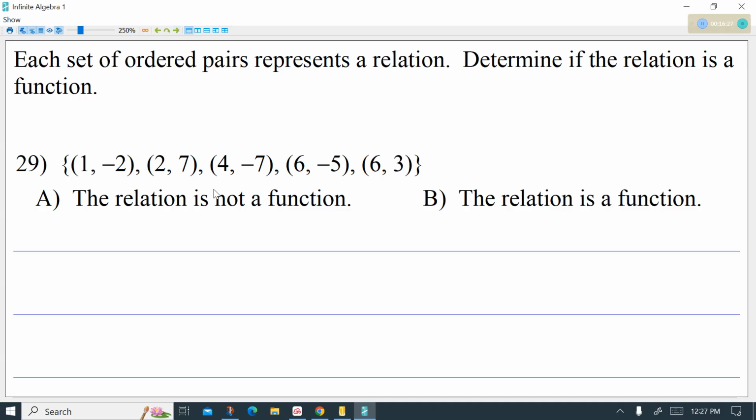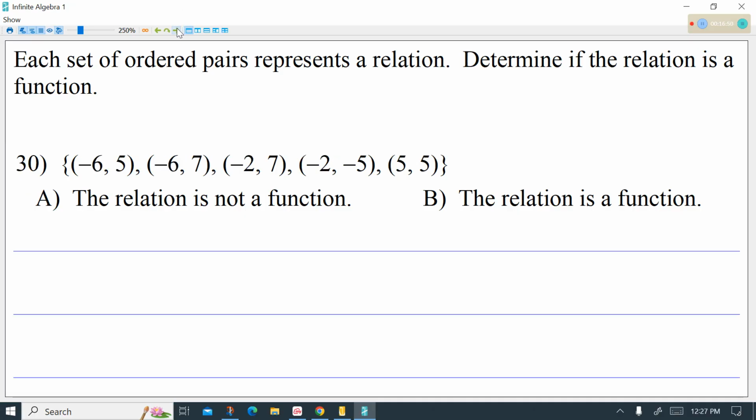So for 29, we should be able to see here, is this a function or not a function? Okay, make your mind up. Okay, this is not a function because we have +6 and +6 associated with two different outputs. Okay, that's confusing. If I plug in 6, I don't know whether to get back -5 or 3. So we don't want that.